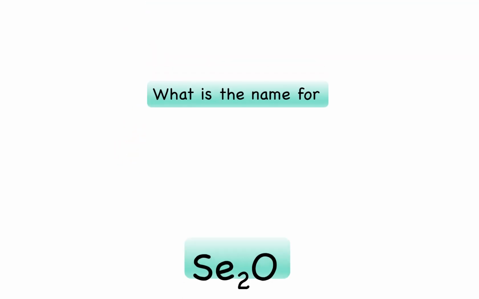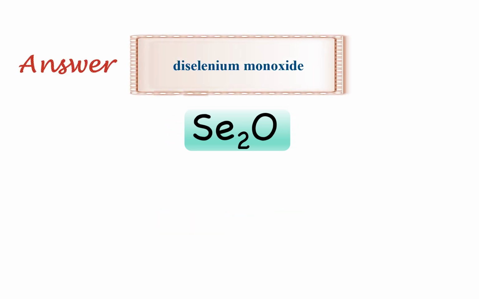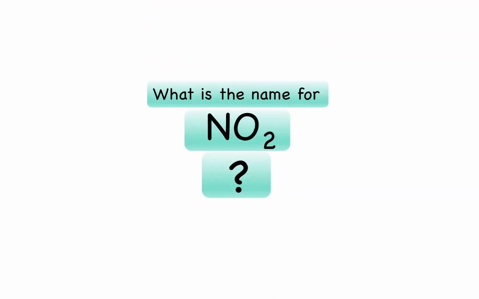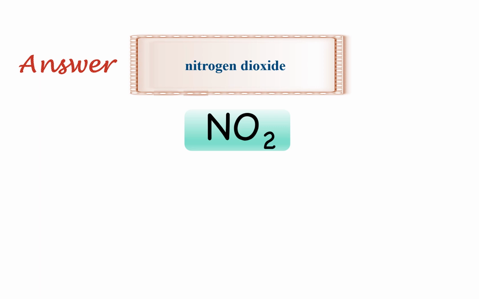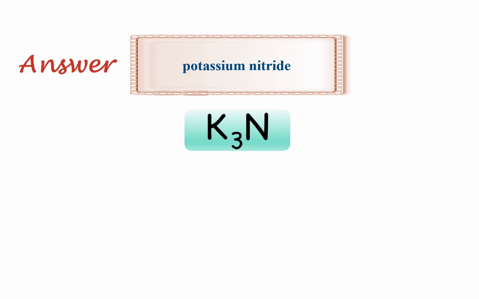Question 3. What is the name for Se2O? Answer: diselenium monoxide. Remember that though selenium ends in "ium," it's a nonmetal. Question 4. What is the name for NO2? Answer: nitrogen dioxide. Question 5. What is the name for K3N? Answer: potassium nitride.